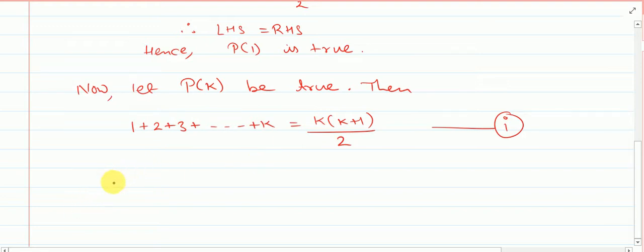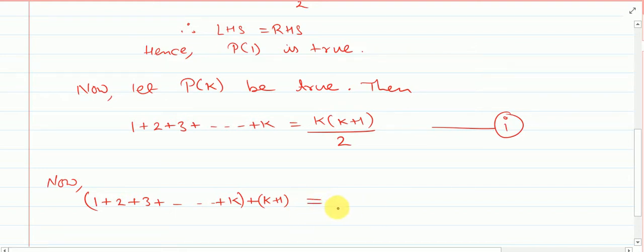Now using this assumption we have to show that Pk plus 1 is true. Now we'll write 1 plus 2 plus 3 plus dash dash dash plus k. We have to show for k plus 1. So firstly we write till k, and then we write for k plus 1. So k plus 1. Done.